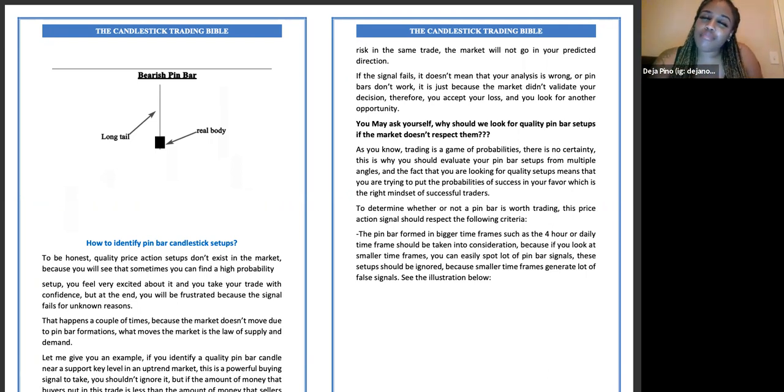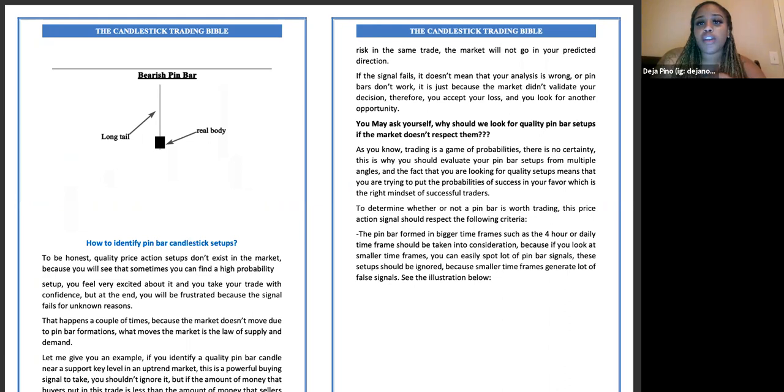Now, nine times out of 10, if you have all of those confirmations, you won't lose a trade, but it could happen, okay? Because it's not 100%. And he just told you it's based off supply and demand. So if the signal fails, it doesn't mean your analysis was wrong. Or the pin bars don't work, or the candlesticks don't work. It just means that the market didn't validate your decision. Therefore, just accept your loss and look for another opportunity.